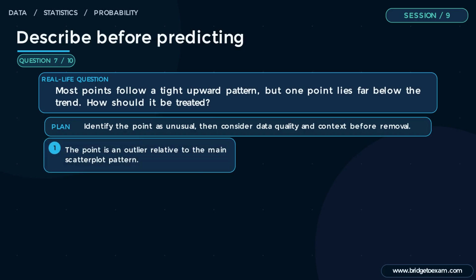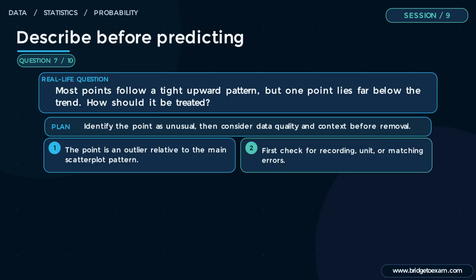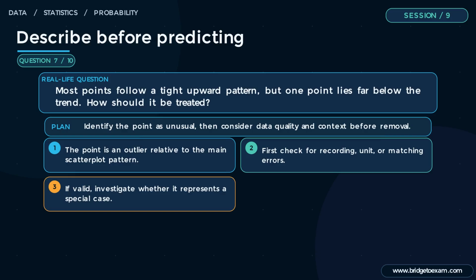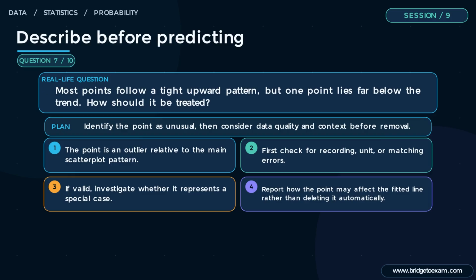Step 1. The point is an outlier relative to the main scatterplot pattern. Step 2. First check for recording, unit, or matching errors. Step 3. If valid, investigate whether it represents a special case. Step 4. Report how the point may affect the fitted line rather than deleting it automatically.